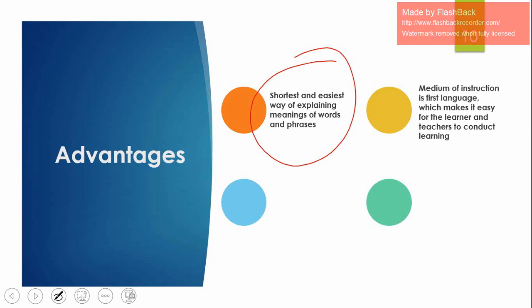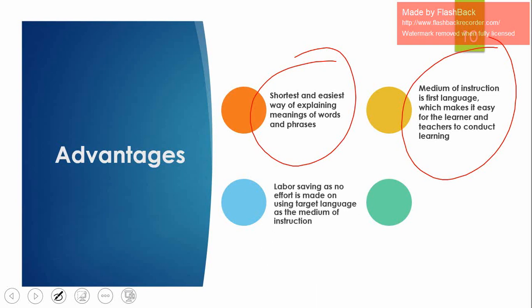And the medium of instruction is the first language, which makes it easy for learners and teachers to conduct learning. People go for easy things. Whatever happens, they don't think about the consequences, but if something is easy, people will be attracted to it. So this method was easy because of its medium of instruction in the first language, and it's always easier to use your first language instead of the second language. So teachers were happy and students were happy because they were going to use their first language for learning the second language. They don't understand that it would not be beneficial, but they see that it's easy, so they go for it. Next is labor saving, as no effort is made on using the target language as a medium of instruction.